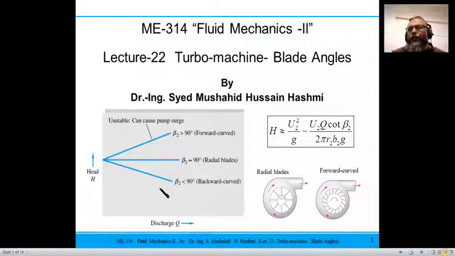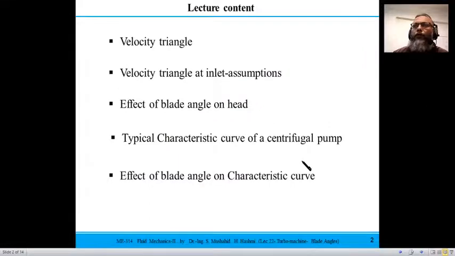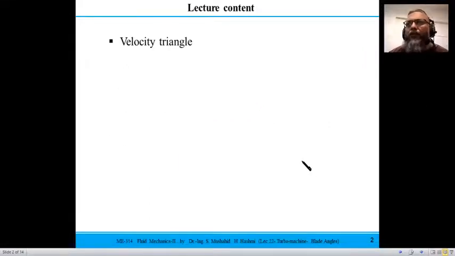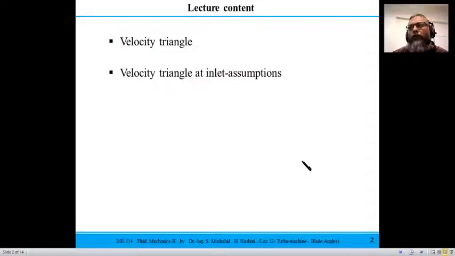This is lecture number 22 of the course ME314 Fluid Mechanics 2, and this is the first lecture of this week. We already have discussed the Euler equations of turbomachines, and today we are going to see first the velocity triangle, and then we will go into the velocity triangle.